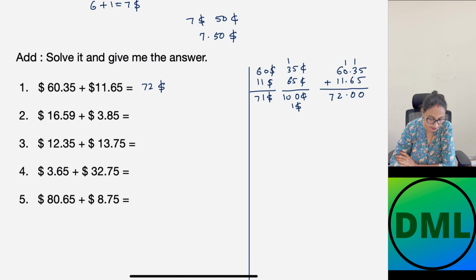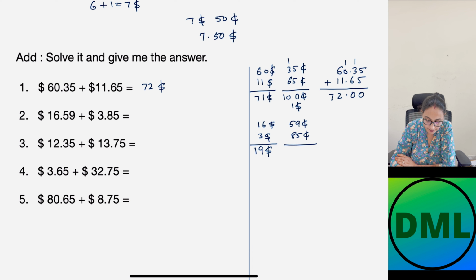Let's see the next question here. $16.59 plus $3.85. Let's add them. So it is $16.59. I have $3.85. I have to add them separately. 6 plus 3 is 9 here, and 1, that will be $19.